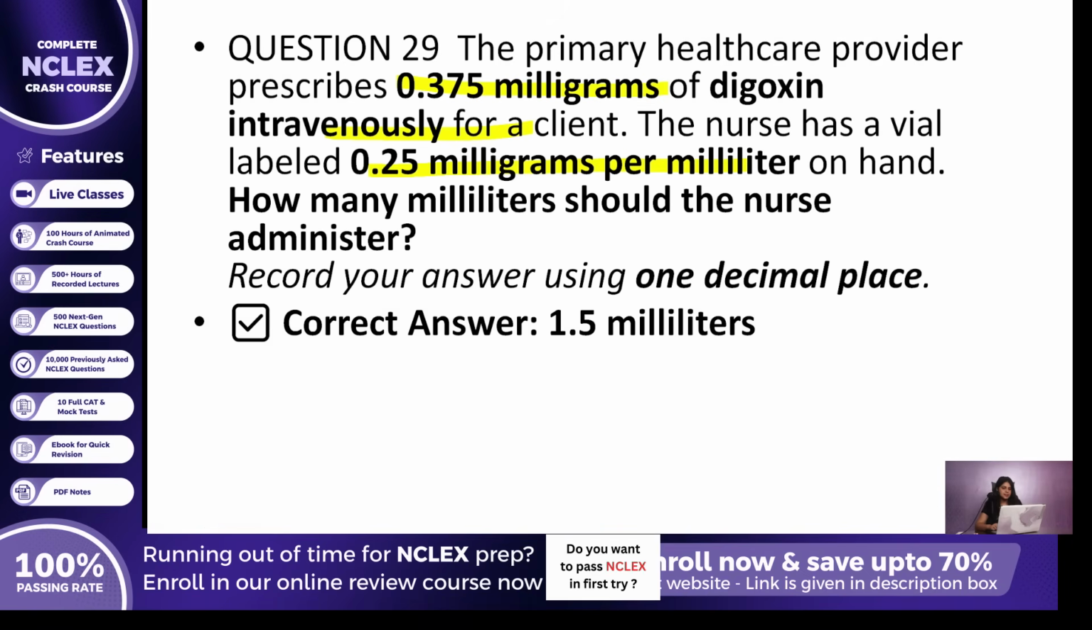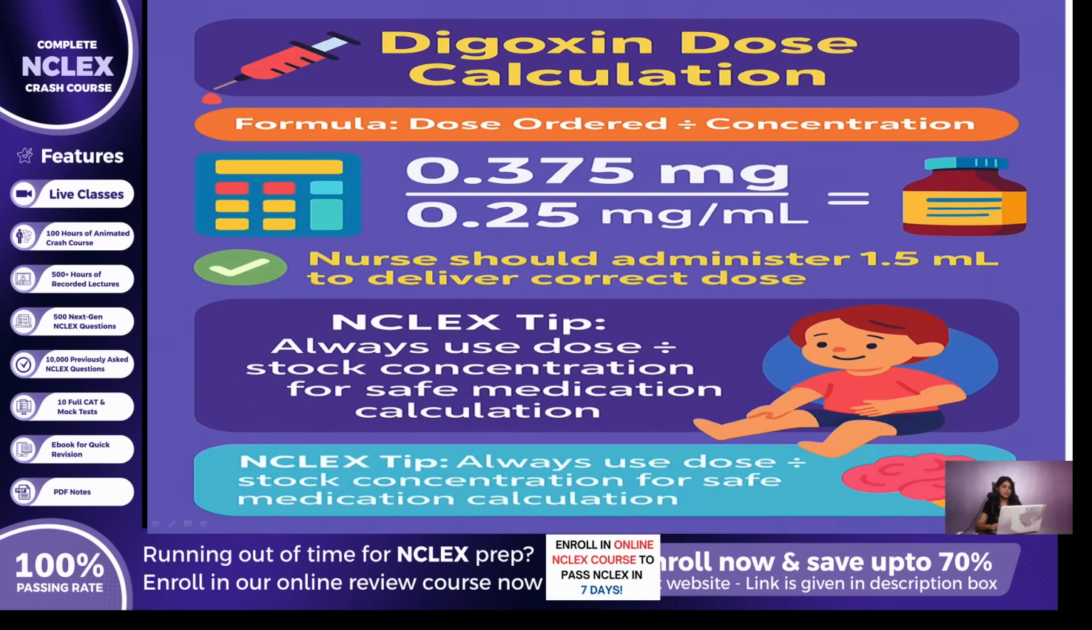Correct answer is 1.5 milliliters. To determine how much volume in milliliters the nurse should administer, divide the amount of medication prescribed by the concentration available in the vial. So 0.375 milligrams divided by 0.25 milligrams per milliliter equals 1.5 milliliters. Therefore, the nurse should draw up and administer 1.5 milliliters of digoxin to deliver the correct dose.